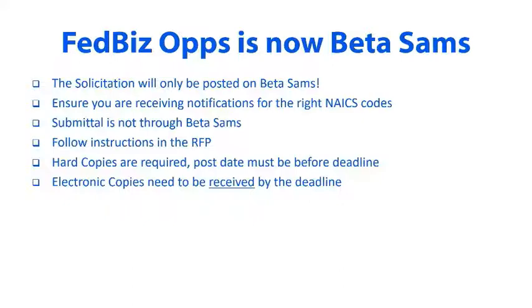The electronic copies do need to be received by the deadline. We have a firewall. The firewall sometimes slows down things that have large attachments. That delay can be up to 2 days. So I would say whatever is the application deadline, just back that up about 5 days and try to submit it by then.